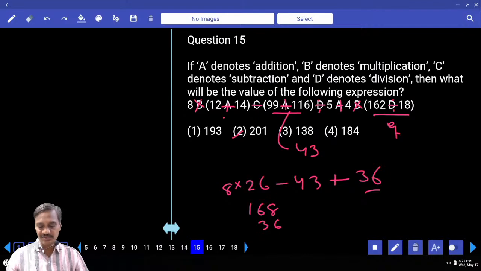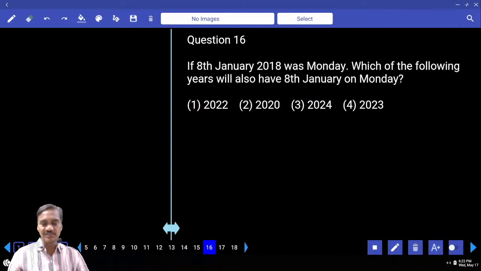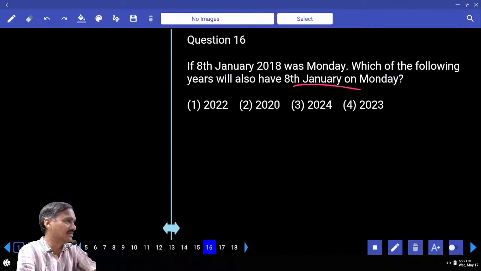Then next one, question number 16. In the 16th one, 8th January 2018 is Monday. Which of the following years will have 8th January on Monday? It means the same calendar year, same calendar as 2018. We discussed this in class, how to take the same calendar year.